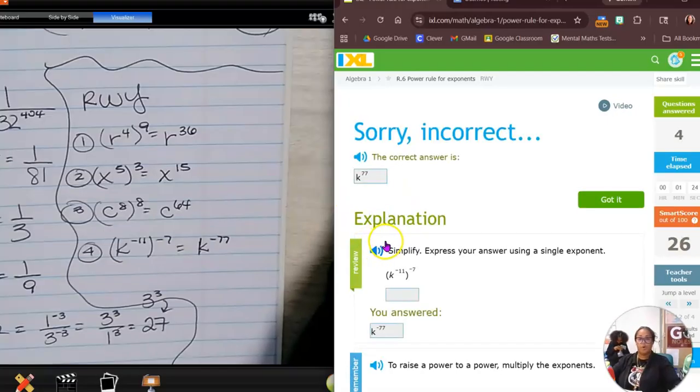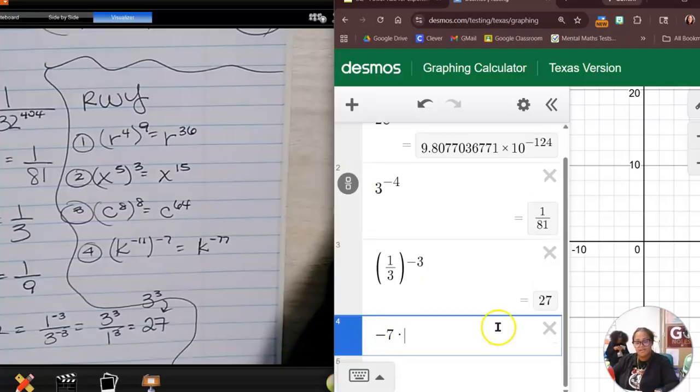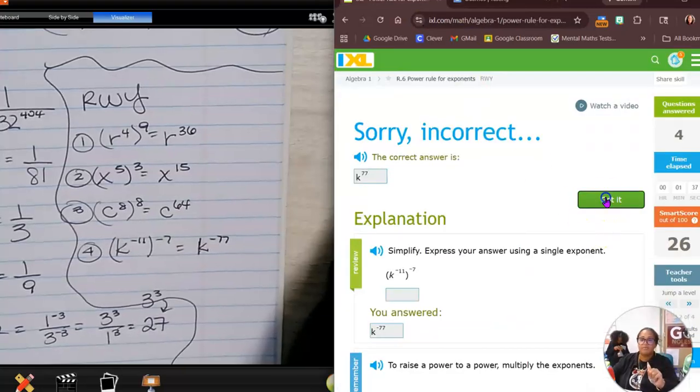Let's jump up a level. Oh, duh. A negative times a negative is a positive. Miss Sterling's an idiot, y'all. Negative 7 times negative 11. I should have used Desmos. Okay, learn from your mistakes.